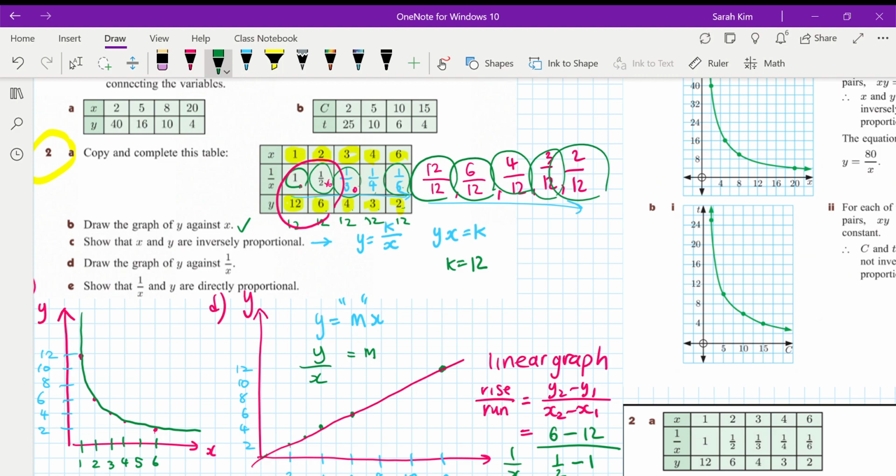So it just confirms that it has a linear or directly proportional relationship. And that's it.